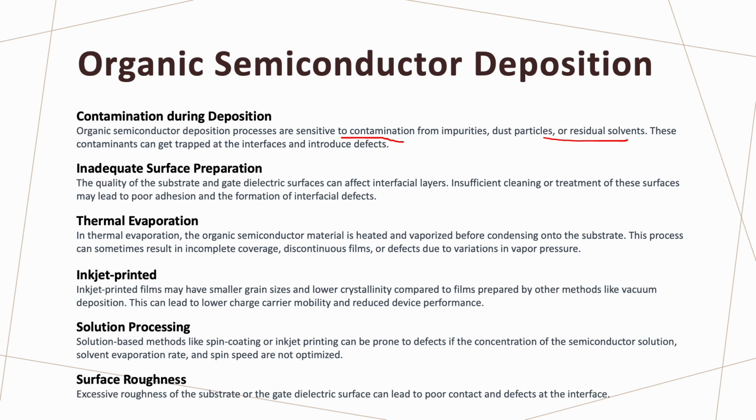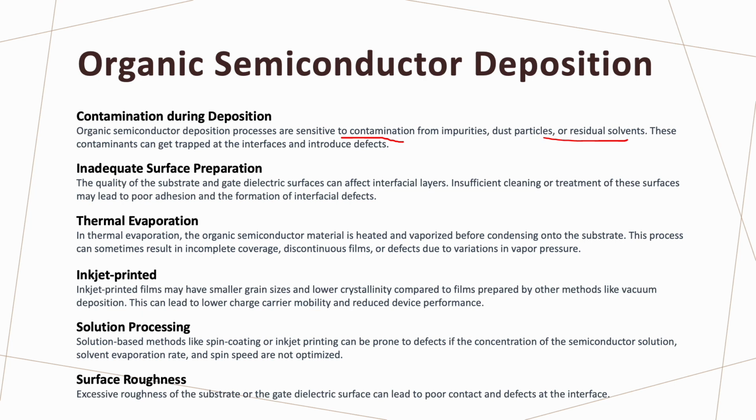The quality of the substrate and gate dielectric surfaces can affect interfacial layers. Insufficient cleaning or treatment of these surfaces may lead to poor adhesion and the formation of interfacial defects. In thermal evaporation, the organic semiconductor material is heated and vaporized before condensing onto the substrate. This process can sometimes result in incomplete coverage, discontinuous films, or defects due to variations in vapor pressure.